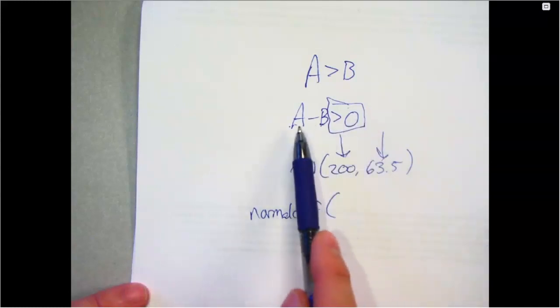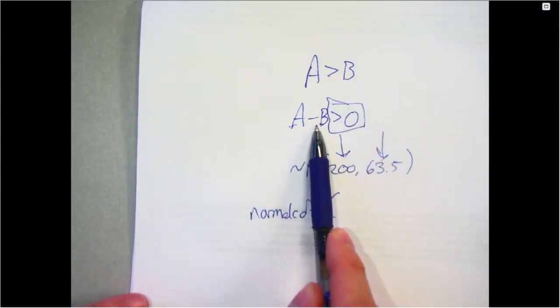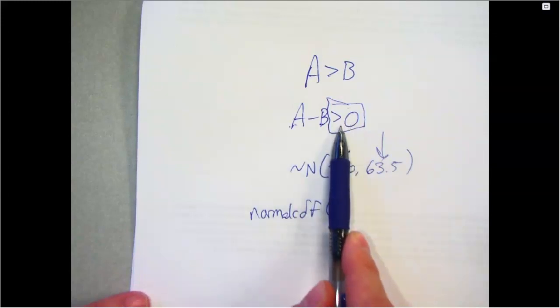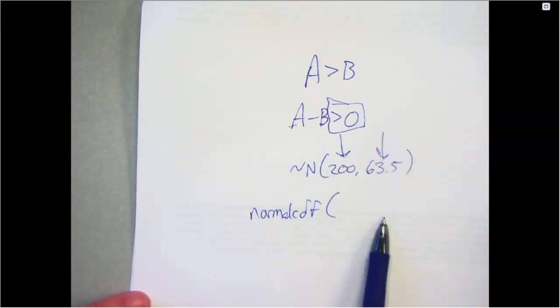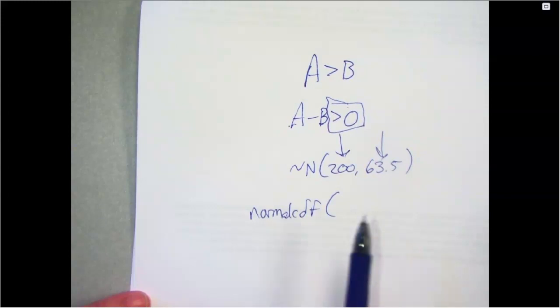So this is always going to be either A minus B or whatever it is. It's greater than 0 or less than 0. So this will always be 0 to 9999 or negative 999 to 0. Okay.